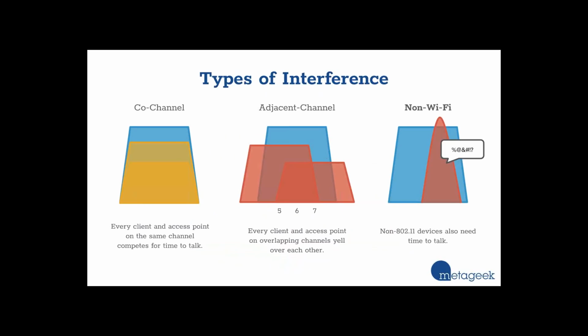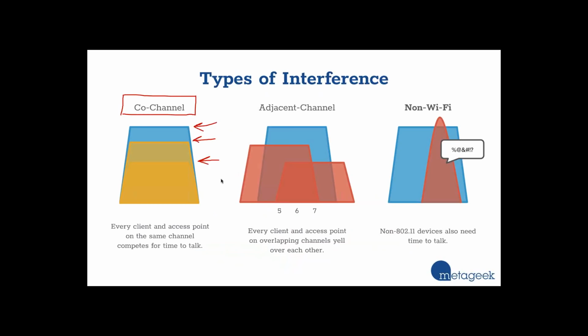partially overlap? Well, it matters because of the different types of interference in Wi-Fi. Now, the main type of interference that you're going to run into probably the most often is co-channel interference. Co-channel interference happens when we've got multiple access points and multiple client devices on the same channel. You remember how we talked about how only one device can talk on a channel at a time. That's what co-channel interference is.